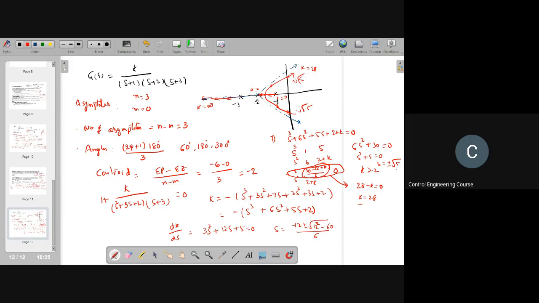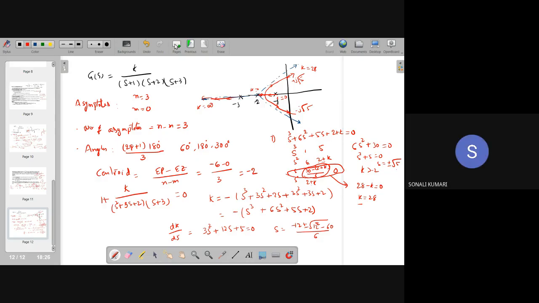Shall we solve one more problem which has complex poles, so that you can understand how to calculate the angle of departure and angle of arrival when there are complex poles.